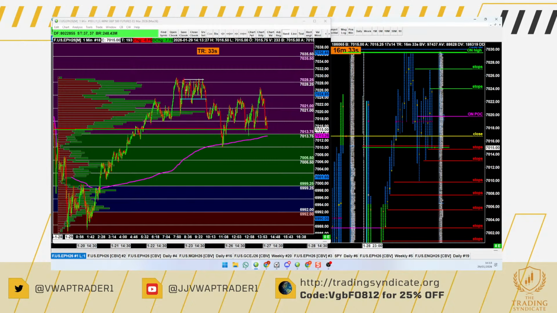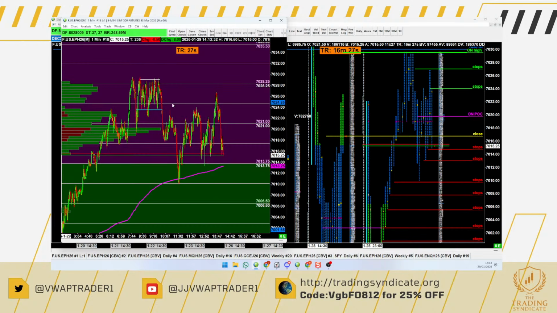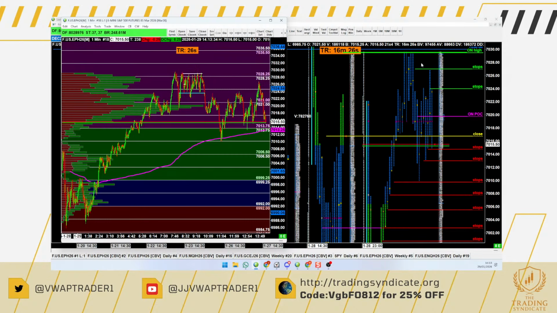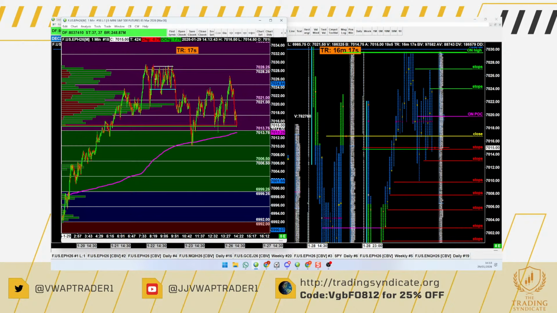All right, let's see if we can break this. I left the volume profile in there so you could get a sense, for people who don't trade market profile, you could just run a volume profile next to your candlestick chart and you could see the position. Now, let's see, where are we here?